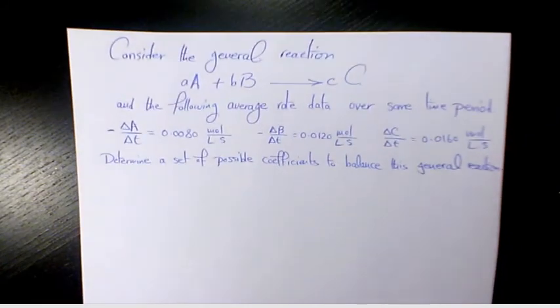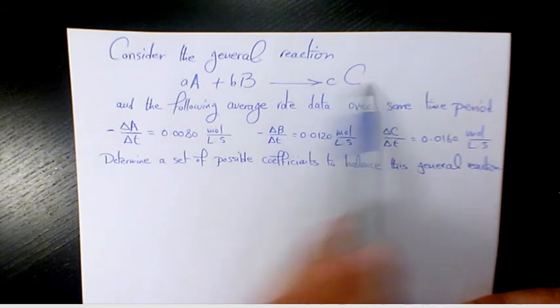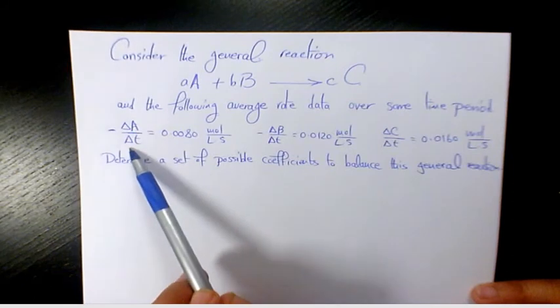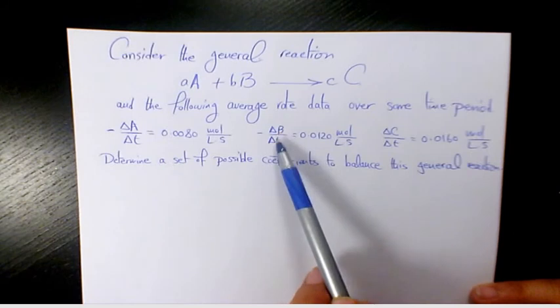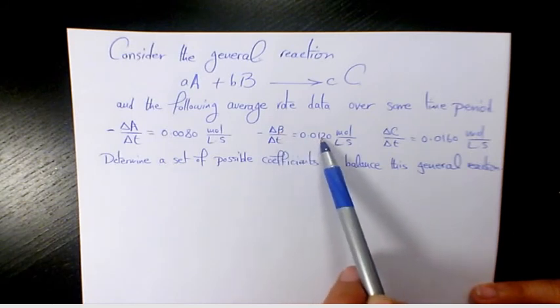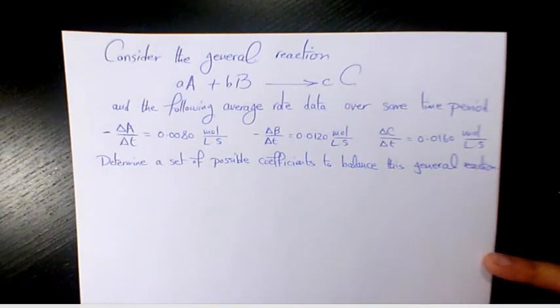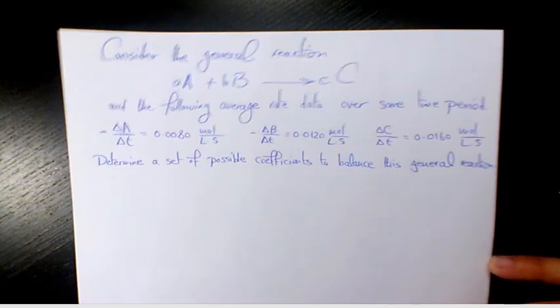So now let's see the last example in this video. It says consider the general reaction aA plus bB gives us cC. And the following average rate data over a time period: the rate of change of A over time is going to be 0.008 mole per liter per second, change in B over time is going to be 0.012 mole per liter per second, and change in C over time is going to be 0.016 mole per liter per second. Determine the set of possible coefficients to balance this general reaction.